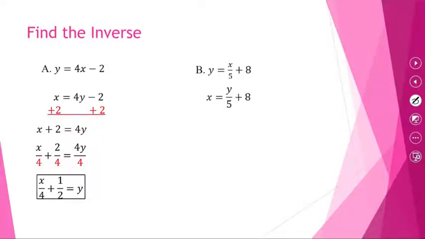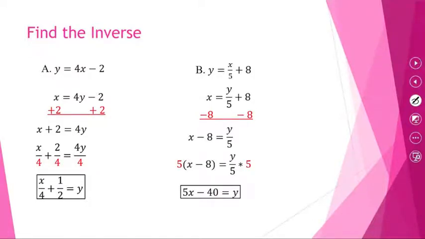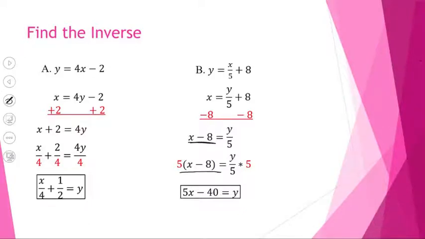This one, remember switching your x and y would be your first step, then solve for y, so that would mean subtracting 8, and then multiplying by 5. When you multiply this side by 5, just be careful, you are multiplying both of these things by 5, so you're going to have 5x and you're going to have 40. You're multiplying both terms by 5.